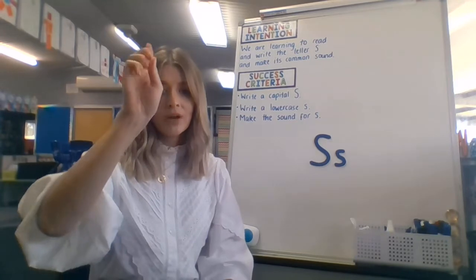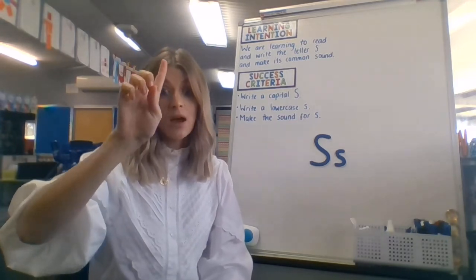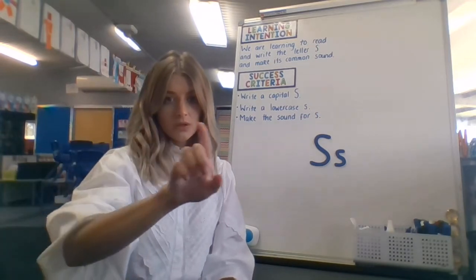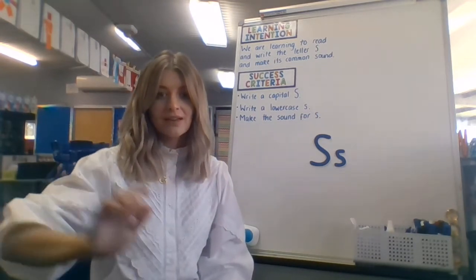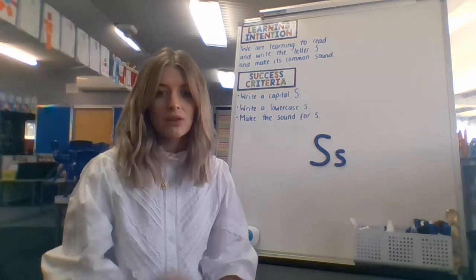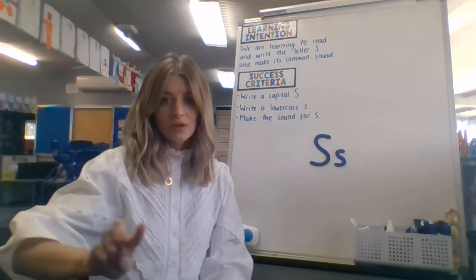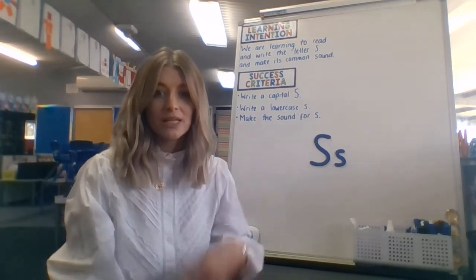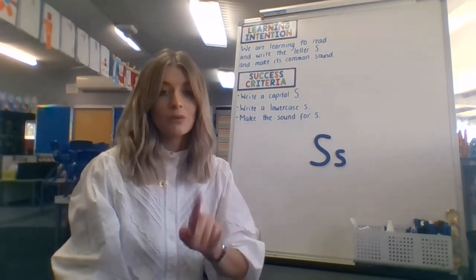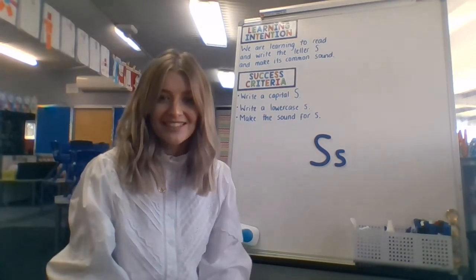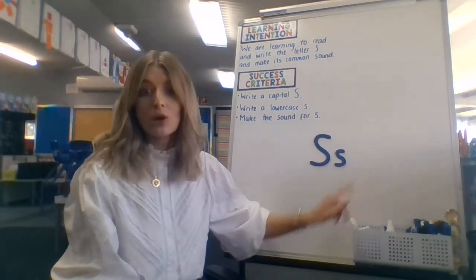So remember, when I write my letters, I know I always start at the top. So starting at the top, snake around, down, little flick. That's a capital S. Let's do another one. Starting at the top, snake around, and there we have another capital S. Can you have a go by yourself? Show me a capital S with your finger. Fabulous, well done.